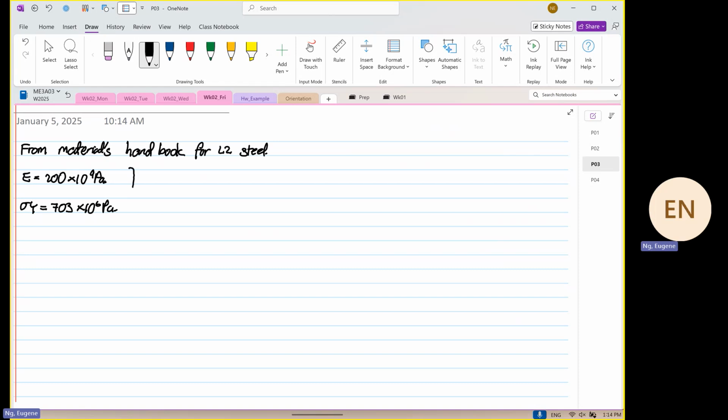Now, this value, my bad, there's one example. Some of you asked me where those values came from. This will be provided in the question. In the real engineering world, I don't provide you with the question. You don't Google. You look at your materials handbook.